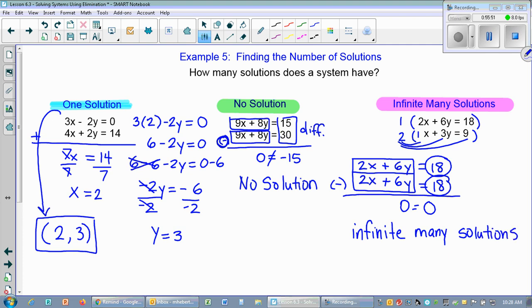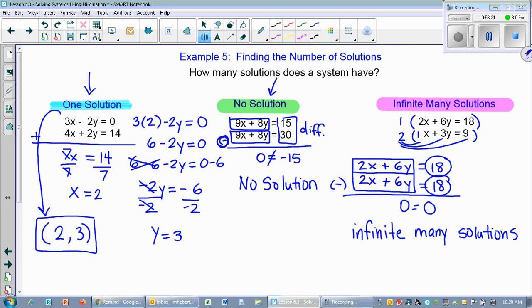So let's review those one more time. If we can solve the equation and find the value of a variable and be able to substitute that value back into the equation to find the remaining variable, that is a one solution. If when we go to add or subtract our two equations the variables completely eliminate themselves, becoming 0, and the constants produce a number other than 0, we get a no solution.